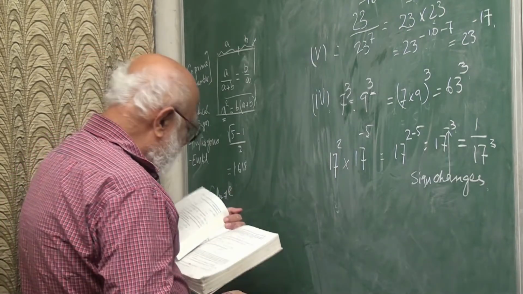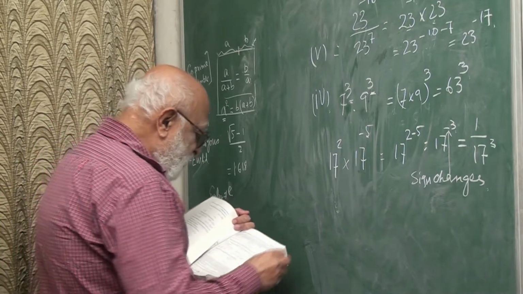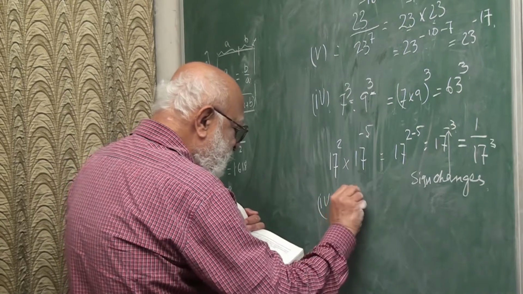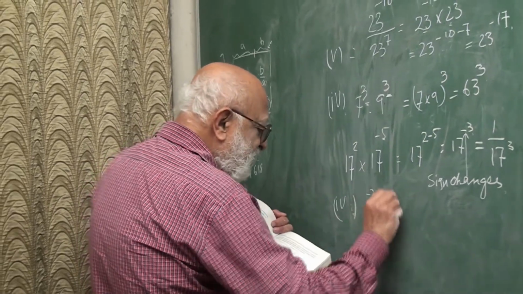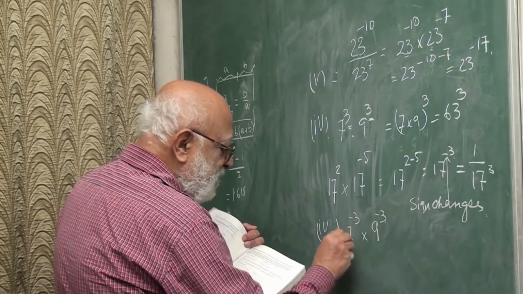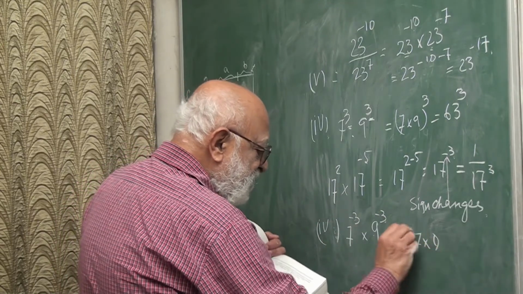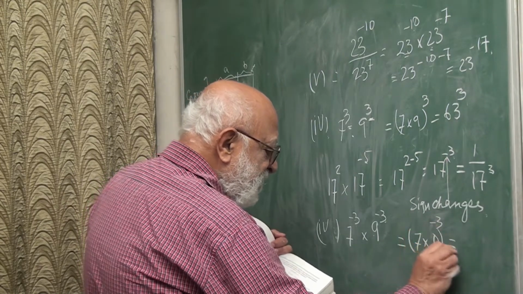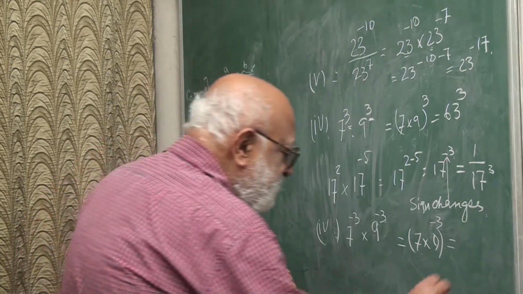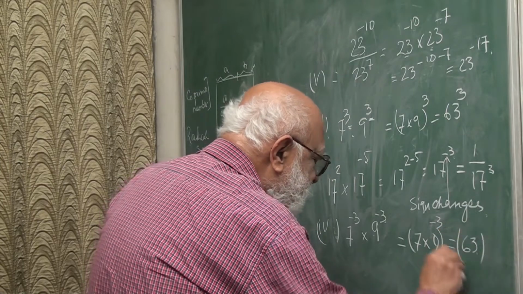Okay, let's take another one of these, having done 23. Now again number 4, that comes out as 7 to the power minus 3 into 9 to the power minus 3. The minus 3 is the same, but the base changes. So what will we do? 7 into 9, that will be 63, to the power minus 3.